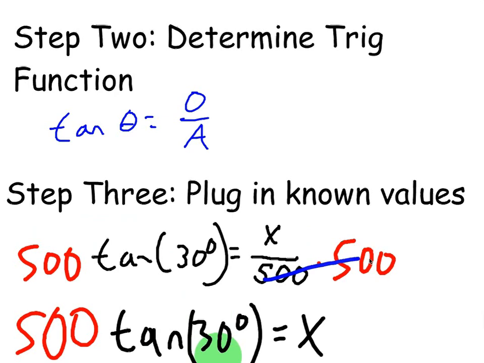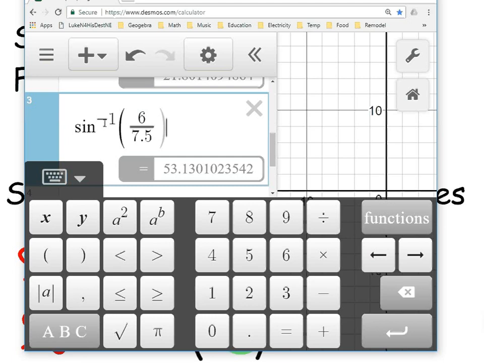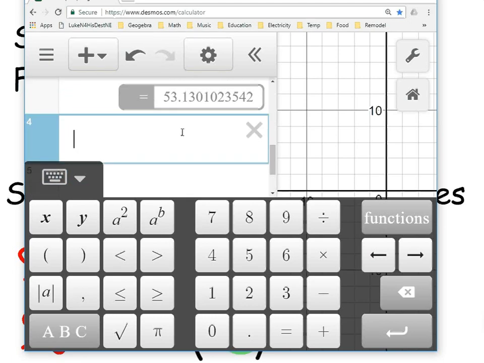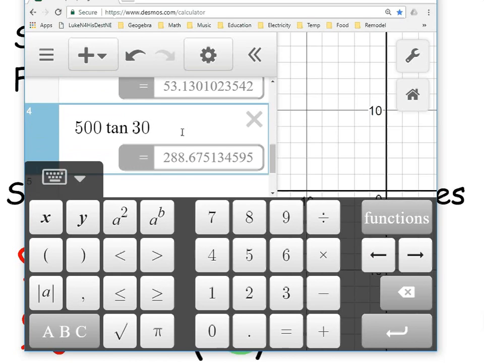That way the 500s cancel on the right, and you're left with 500 tan 30 equals x, and now you can just plug this into the calculator. And again, I like this calculator a lot because it's very straightforward. If I type in 500 tan 30, it automatically gives me the answer, 288.67.